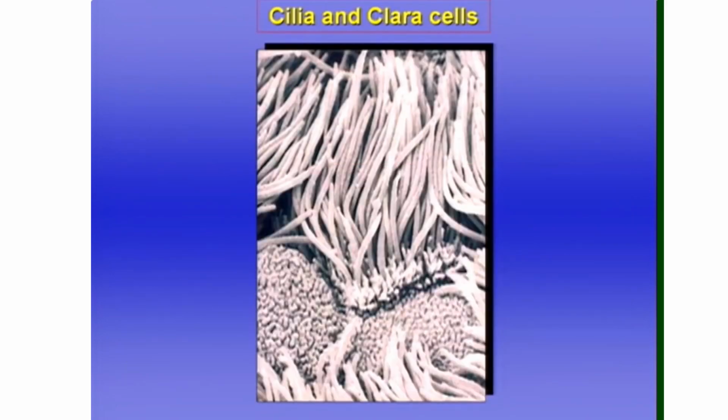Here are some cilia, a beautiful scanning electron micrograph showing cilia. And also we can see another type of cell called a Clara cell. The function of the Clara cells is not fully understood, but they are believed to secrete another substance which contributes to the mucus lining layer.